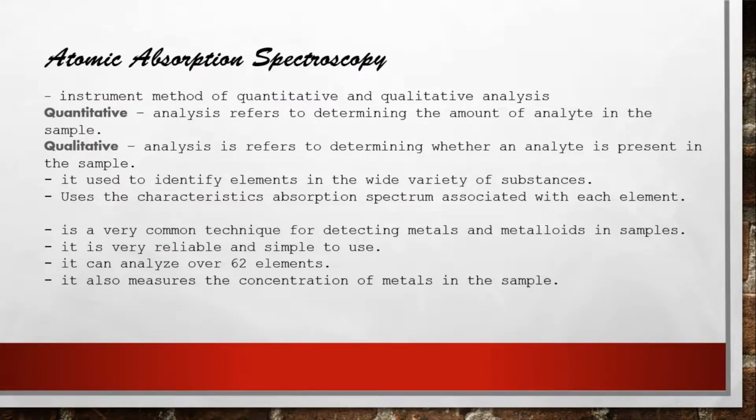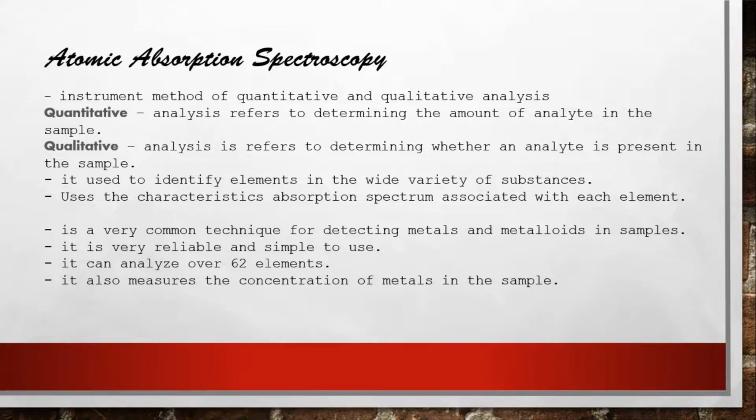Atomic absorption spectroscopy is an instrument method of quantitative and qualitative analysis. Quantitative analysis refers to determining the amount of analyte in the sample, while qualitative analysis refers to determining whether an analyte is present in the sample.